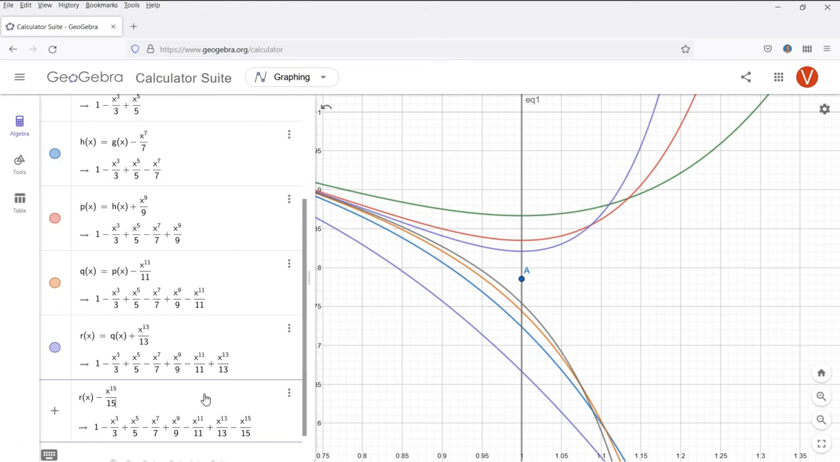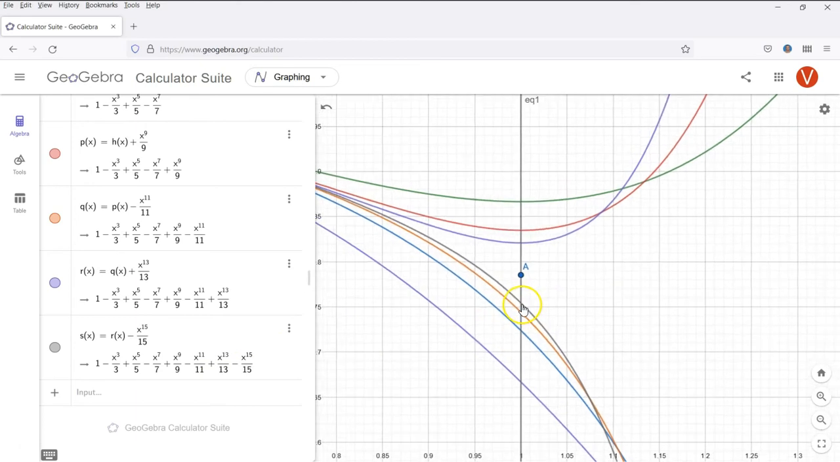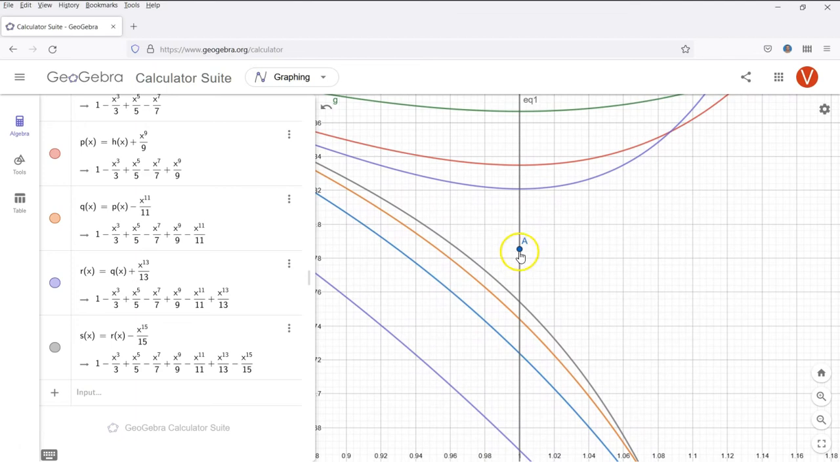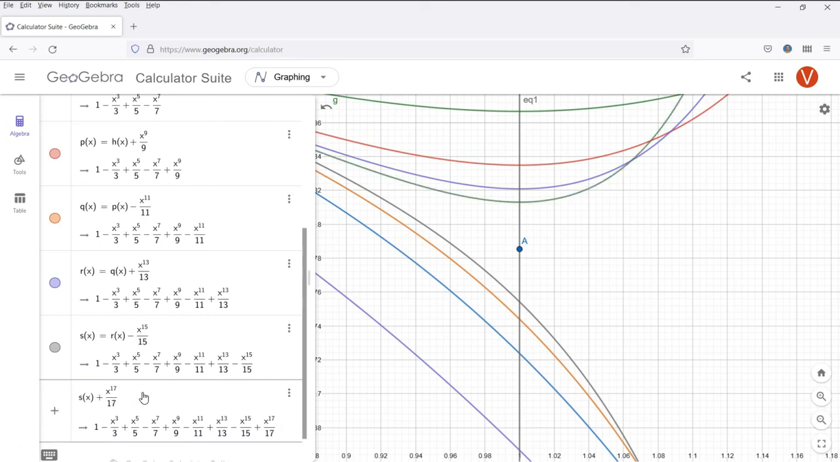And now let's see, we got closer still. You have to look at the distance from this point to this point, this point to this point. I'll add just one more because this is pretty repetitive. You can go to geogebra.org and try this out. S of x plus x to the power of 17 by 17.